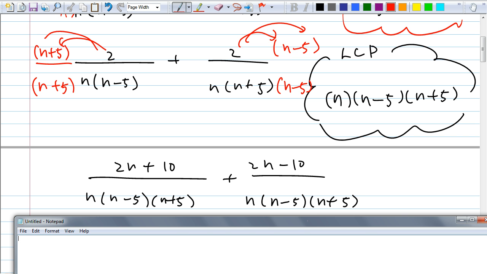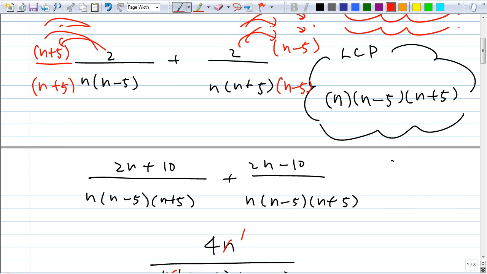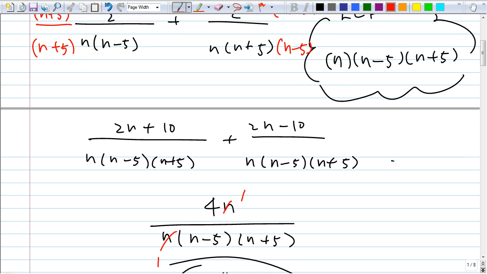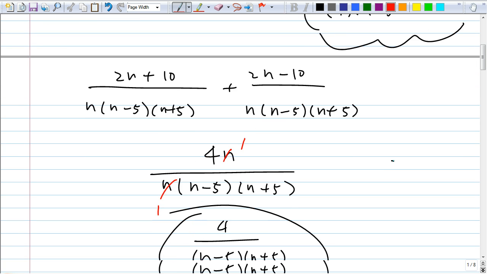4n, right? Is that my answer? 4n over this LCD? No. Why not? If you leave it that way, you would not get the right answer. So how do you simplify that? That's right. Just like before, you had a common factor of n on the numerator and the denominator. You could cross cancel n, so the answer should be 4 over n minus 5 times n plus 5.